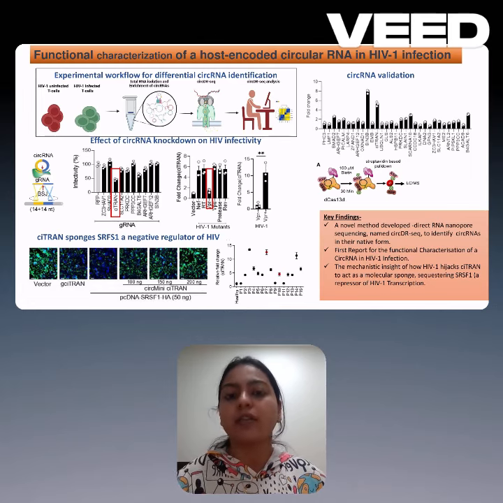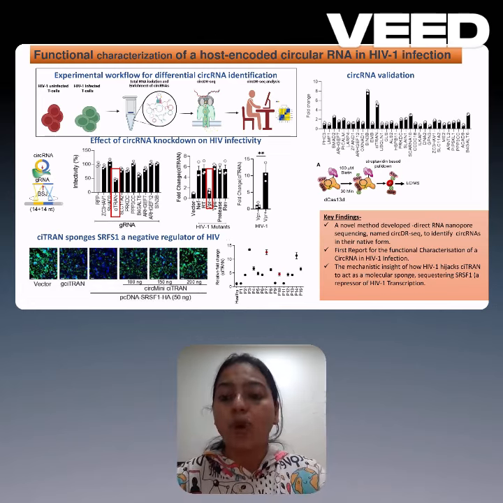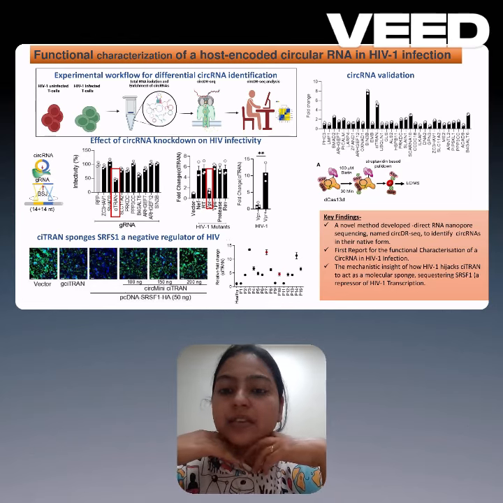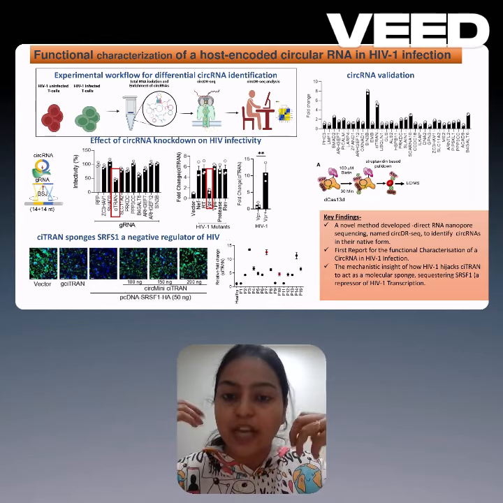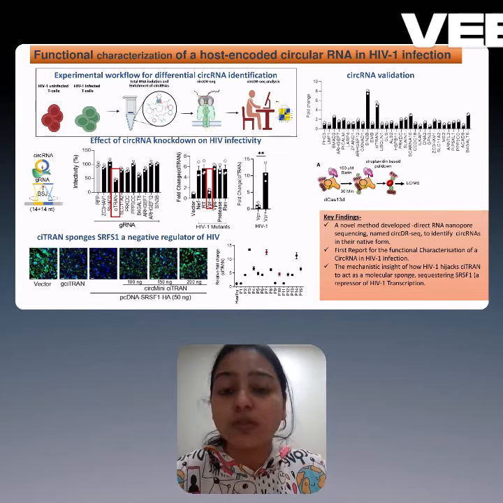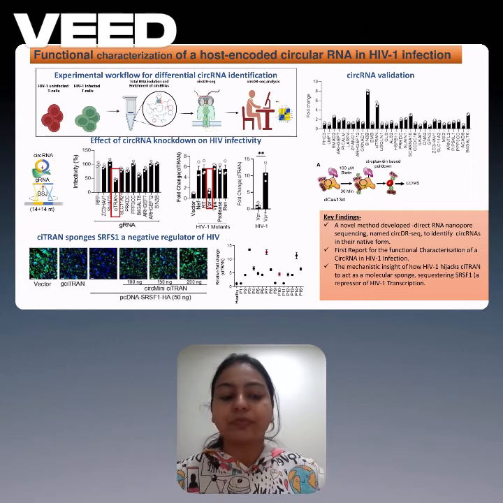We utilized mass spectrometry to analyze which proteins are sponged or decoyed by ciTRAN. We found SRSF1, a negative regulator of HIV, which was responsible for reducing this infection, which was further confirmed in many patient samples.